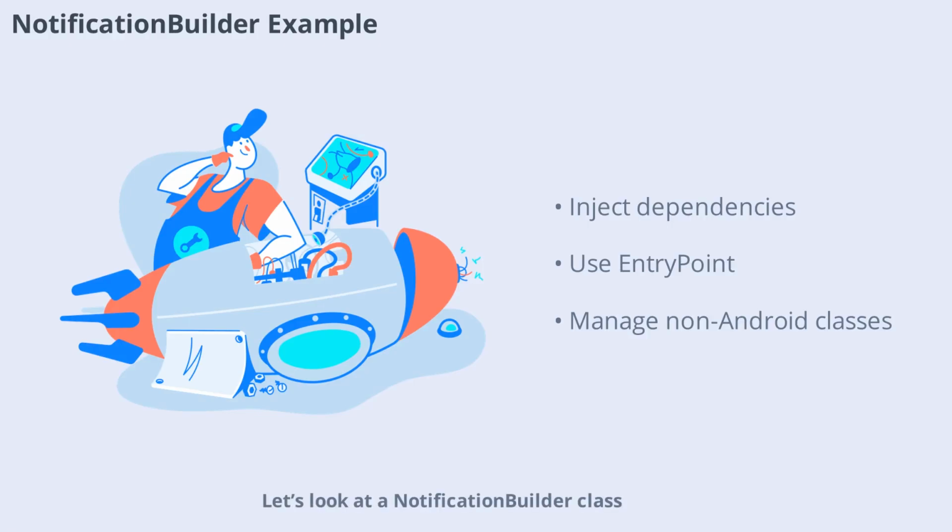Let's look at a notification builder class that requires dependencies on ProductsDao and NotificationUtils. By creating an interface with an entry point and initializing dependencies using EntryPointAccessors, you can inject these dependencies into the notification builder.